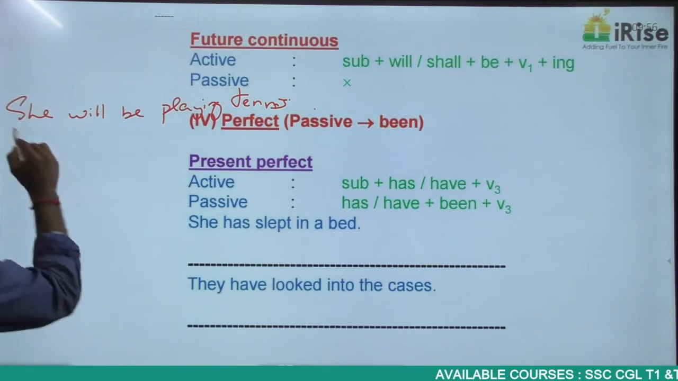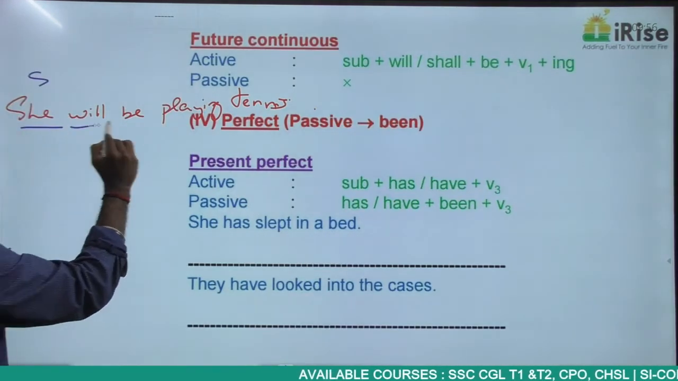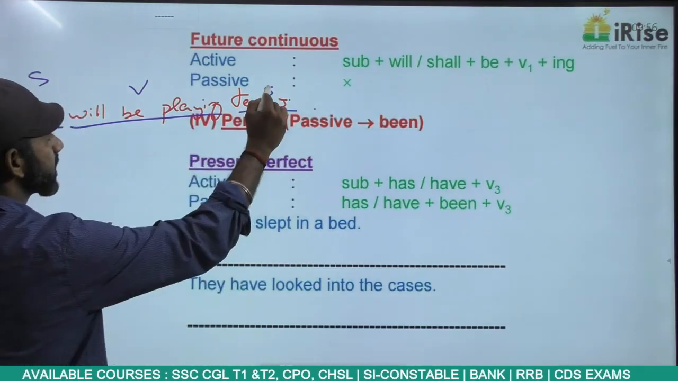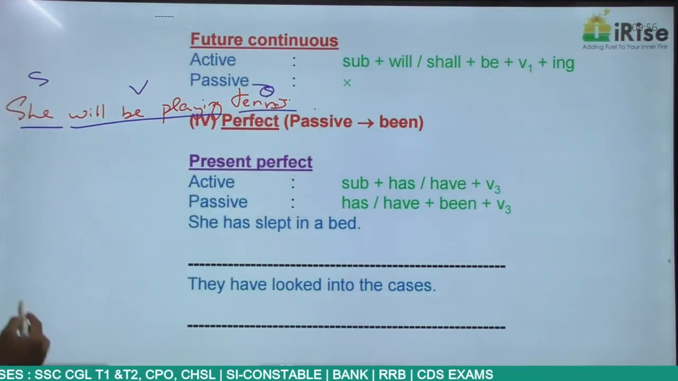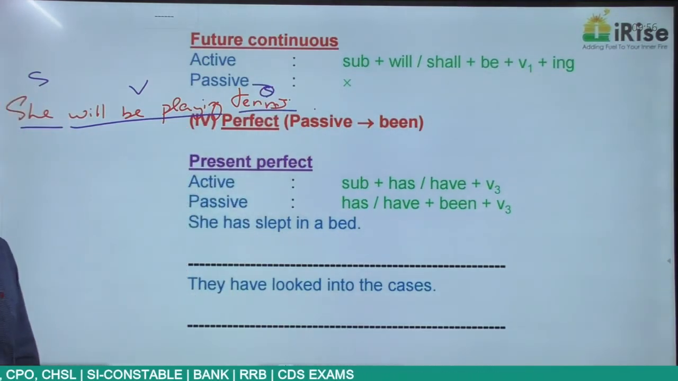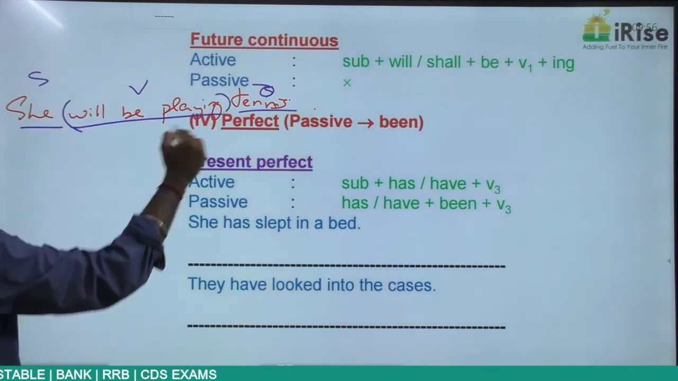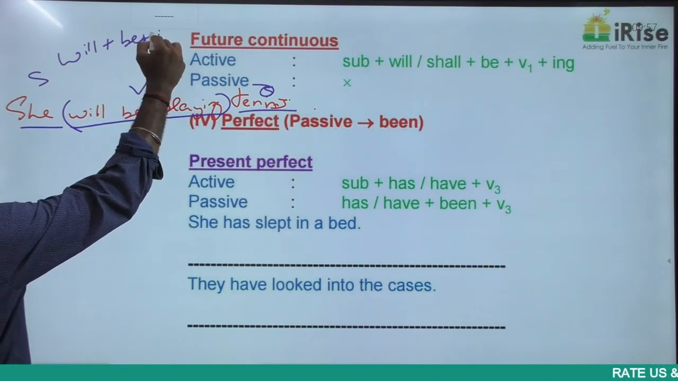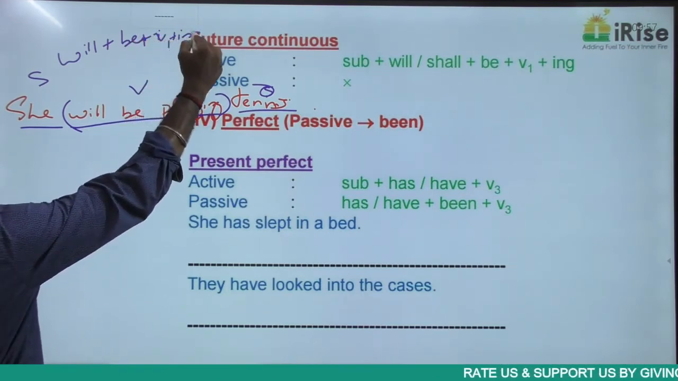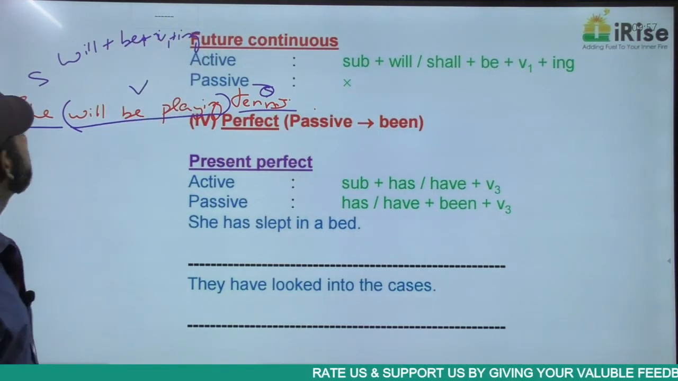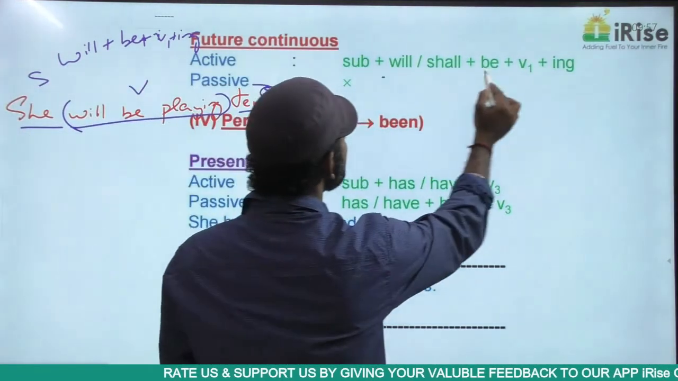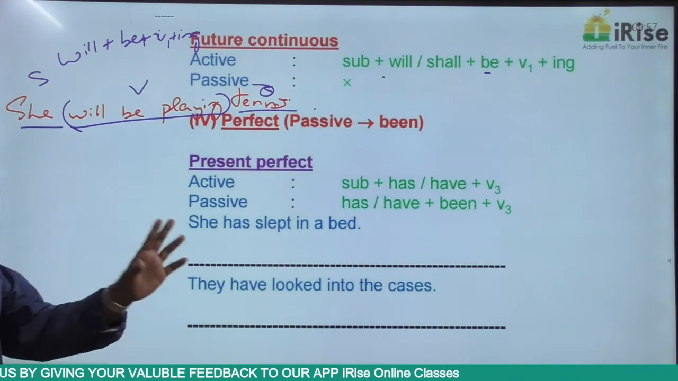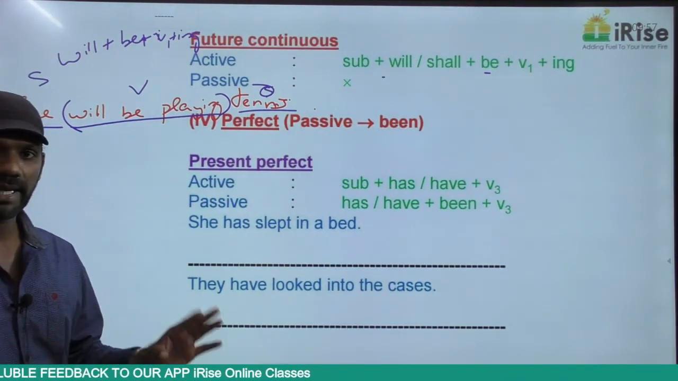She will be playing tennis. The pronoun she is the subject here. Will be playing is the verb here. Tennis is the object here. So this sentence is in the order subject, verb, object, active voice. Will be playing is will plus be plus V1 plus ing, and will plus be plus V1 plus ing is future continuous in the active voice. So she will be playing tennis is future continuous active voice.